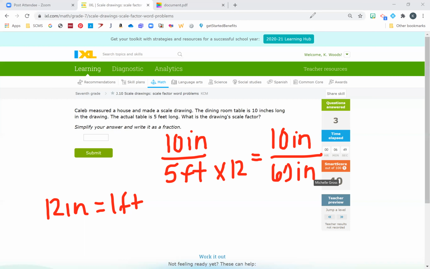And now we have our scale factor, but it's not in simplest form. We can simplify 10 over 60 because 10 goes into 10 one time, 10 goes into 60 6 times. So it'd be 1/6 or 1 over 6.